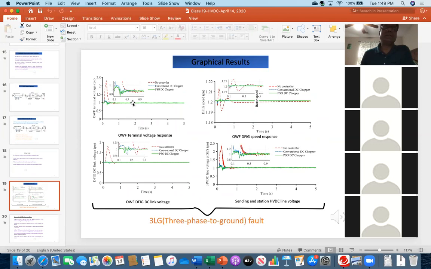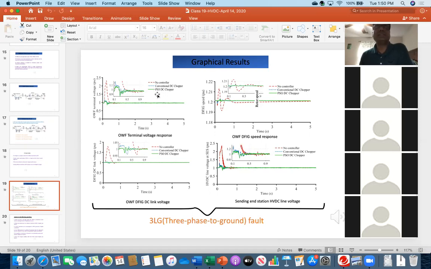As you can see, I have shown a zoomed in portion here. That red curve shows when there is no controller. So this means, even though in the main figure there is a huge amount of voltage spike or voltage surge, with the help of the conventional DC chopper or the particle swarm optimization based DC chopper, the system can be brought back to the original condition. Now, you see that blue colored response is for the conventional DC chopper.